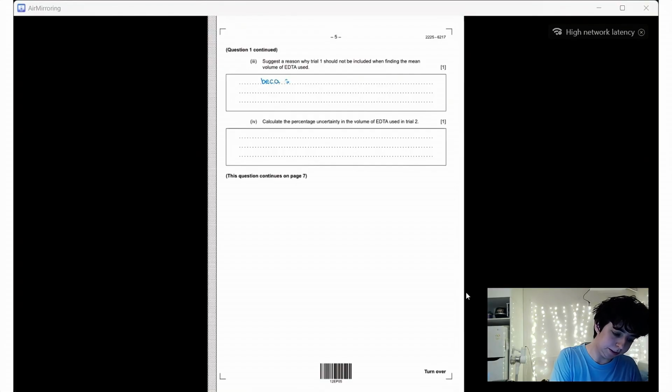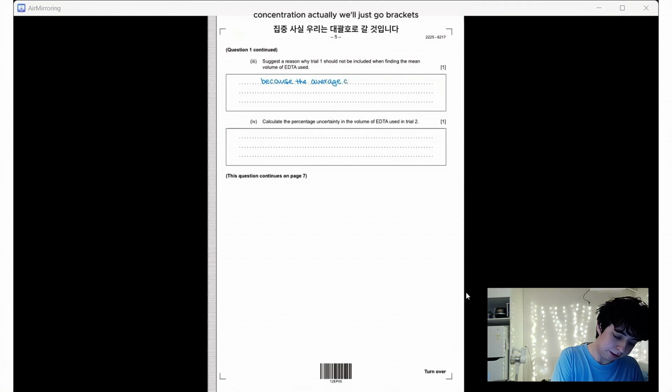So one of the accepted answers here would be because the average concentration of Ca2+ ions would be too high. That was an option that you could have put.